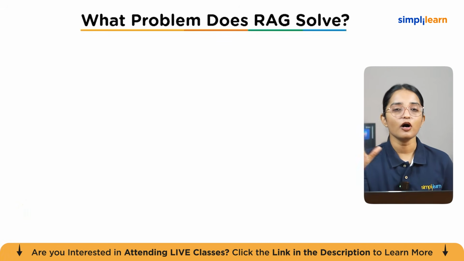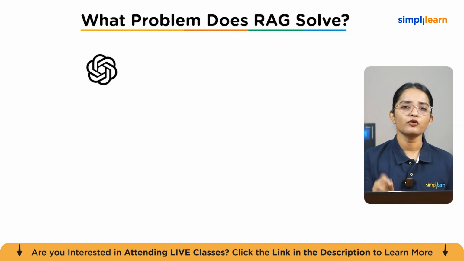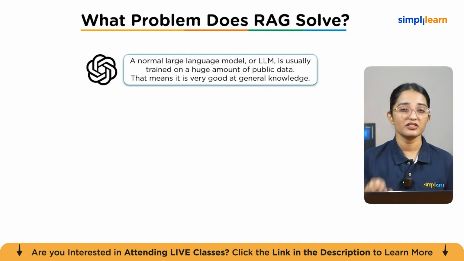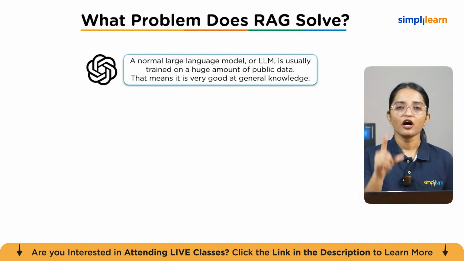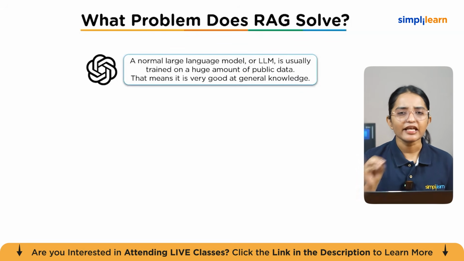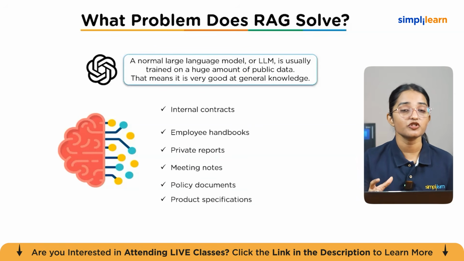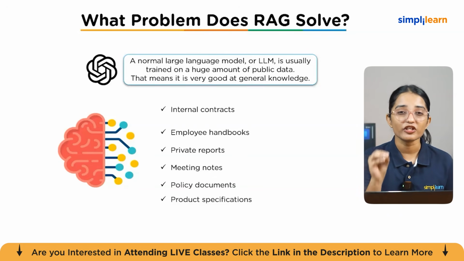So first, let's talk about what problem RAG actually solves. Now let me make this easy for you. You already know tools like ChatGPT that can answer questions really well. But here's the issue. A normal large language model is usually trained on a huge amount of public data. That means it is very good at general knowledge. But what if your company wants the AI to answer questions from internal contracts, employee handbooks, private reports, meeting notes, policy documents, product specifications? Now that data is not part of the model's original training.